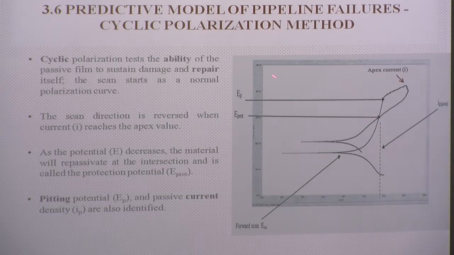So the protection potential you can get from this model, and you can also get the pitting potential, which is right at this point where it turns away, right? So again, this method is good for passive materials, right? Stainless steel materials. You can actually get the pitting potential of the stainless steel and the protection potential of the stainless steel.